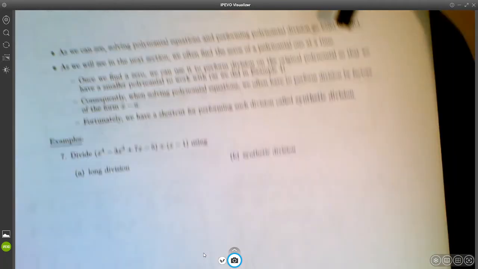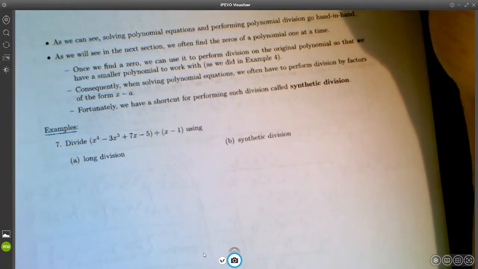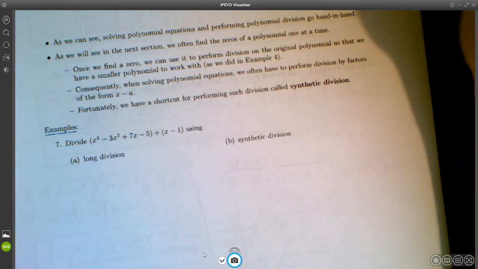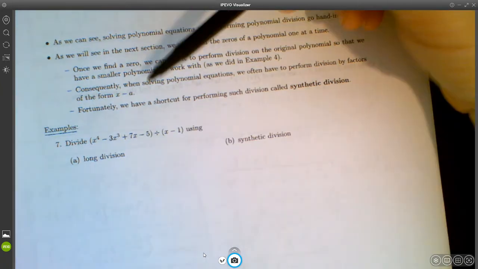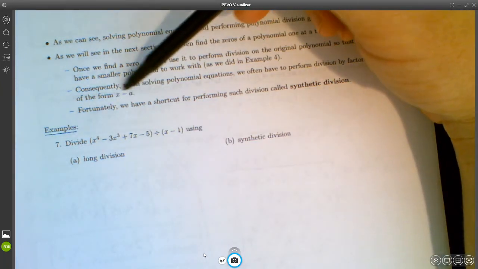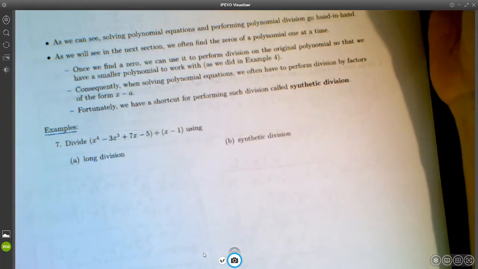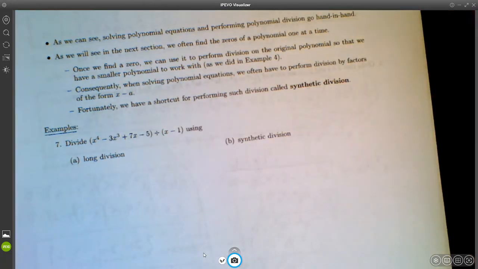All right, so at this point you should be pretty convinced that solving polynomial equations and performing polynomial division go hand in hand. In particular, we end up doing a lot of division by factors of the form x minus a, right? By little linear factors like this, x minus a. And this will become even more clear to us in the next section.